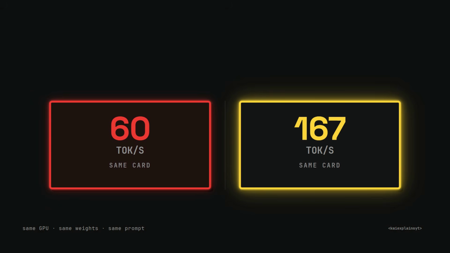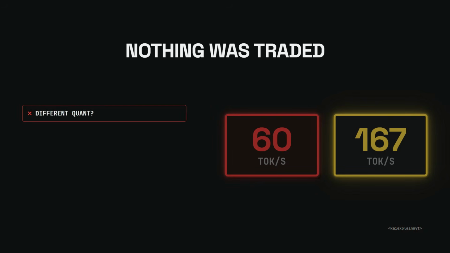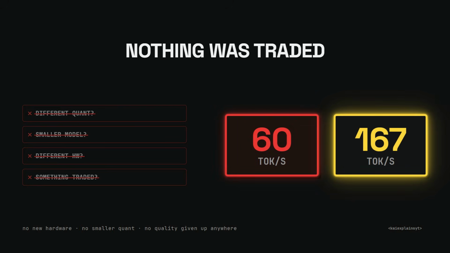I want to show you two numbers: 60 tokens a second and 167 tokens a second, on the same graphics card, same model file, same prompt, same quality of output, absolutely identical, token for token. I know what you're thinking. Maybe different quantization, different hardware. Something was traded away. But nothing was traded away. No new hardware, no smaller quant, no quality given up anywhere.